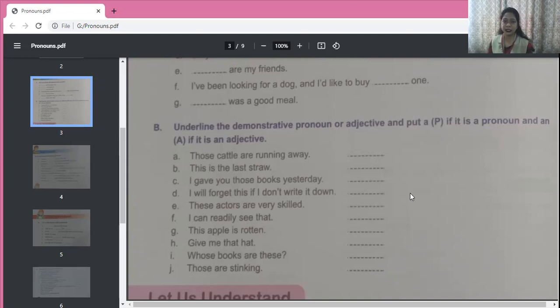Whose books are these? These is standing alone without any noun. So demonstrative pronoun. Those are stinging. Again, those standing alone without any noun. So this is a demonstrative pronoun.